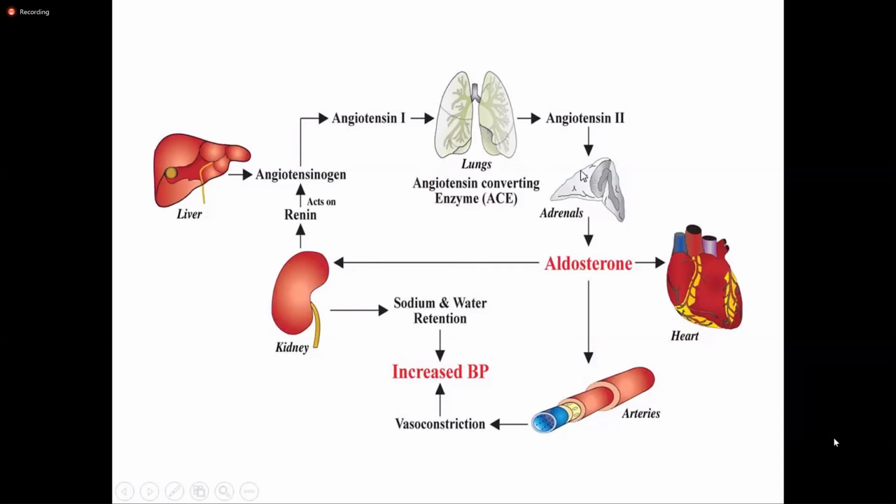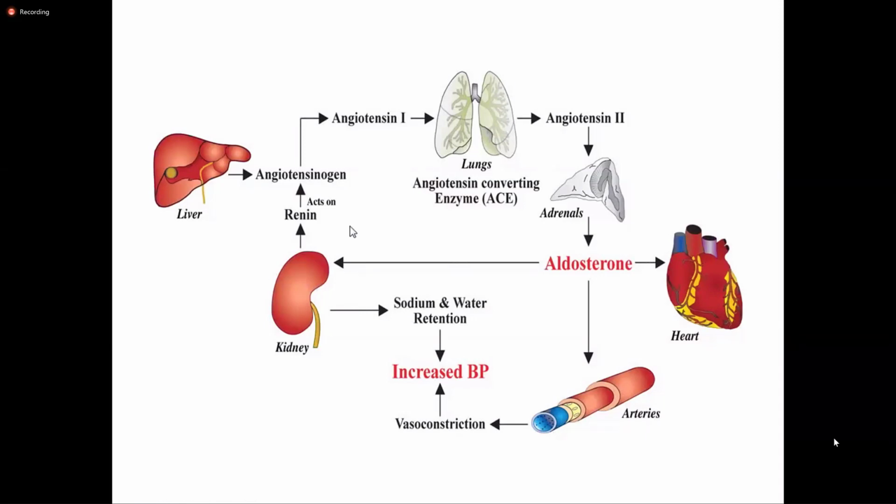And angiotensin 2 causes the adrenal gland to release aldosterone. The aldosterone, what does it do? It does different functions. It acts on the arteries and causes vasoconstriction and leads to an increase in BP. Whereas renin has a direct action on sodium and salt retention from the kidney. So an increase in sodium and water inside the blood will cause an increase in blood pressure.